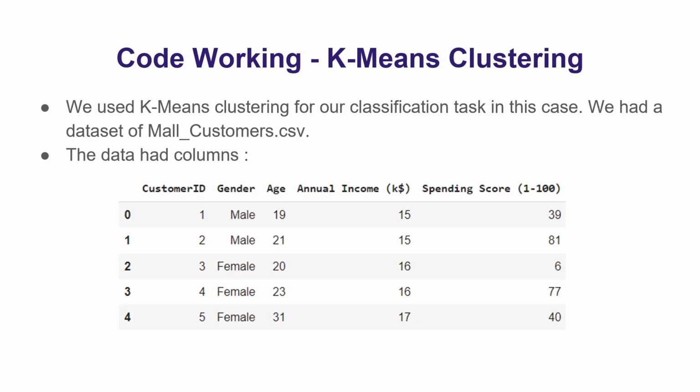So basically, we have used K-means clustering for our classification task, and we have introduced a dataset file which is in a CSV format called mall_customers. And this dataset has certain information, which is described in the screenshot below, as it has customer ID, gender, age, annual income, and spending score.